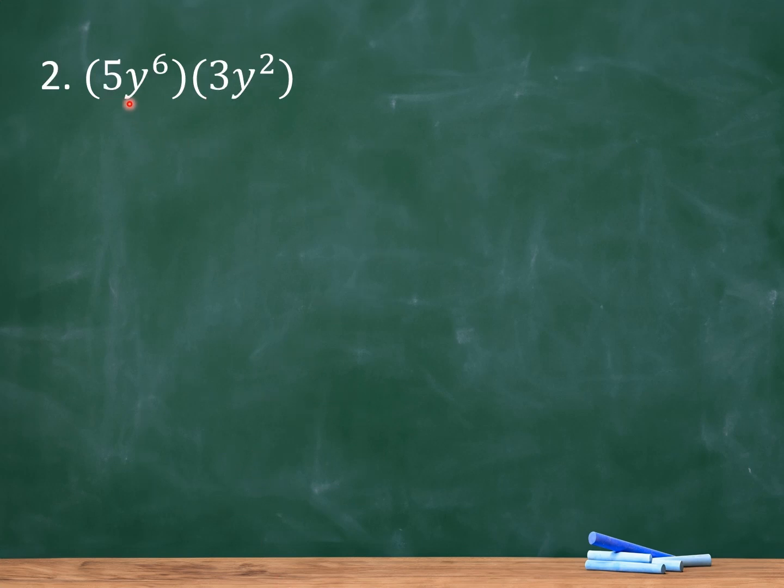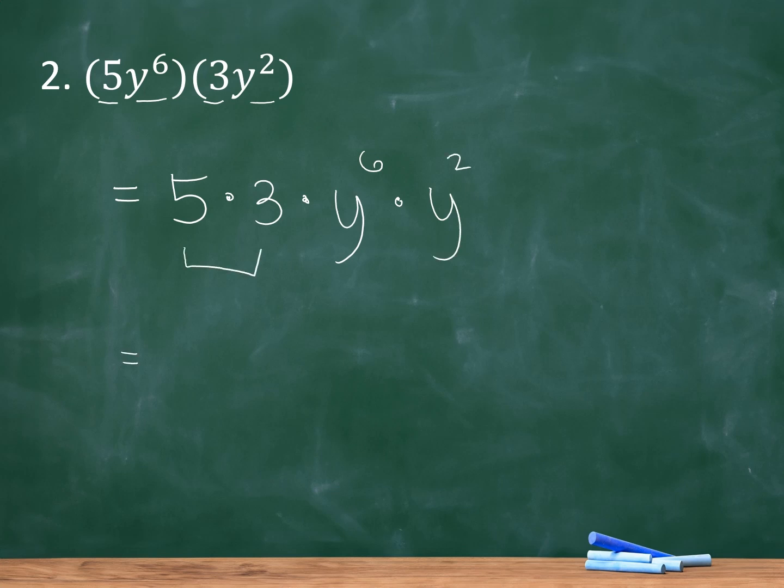Example number 2. 5y to the power of 6 times 3y squared. So to multiply this, we multiply first our numerical coefficients, 5 times 3. Let's write it here. 5 times 3, times, we multiply our variables, y to the power of 6 times y squared. So let's multiply 5 and 3. 5 times 3 is 15, times.